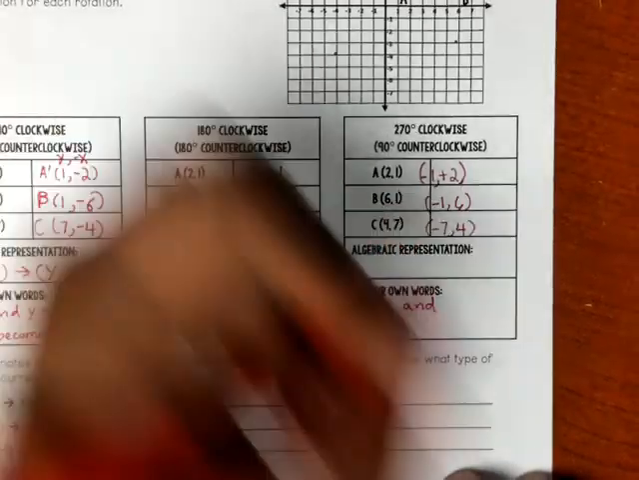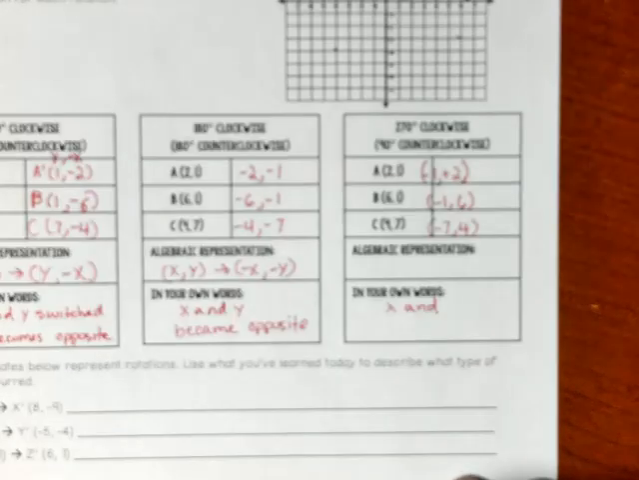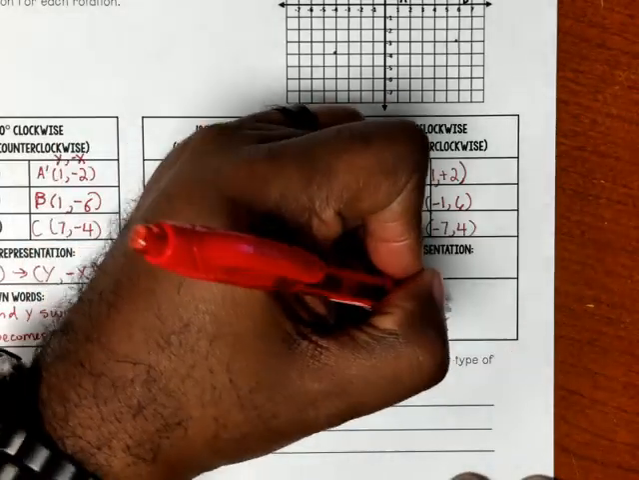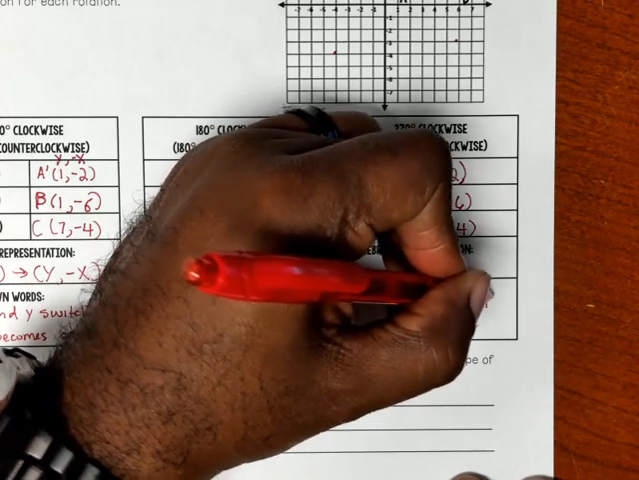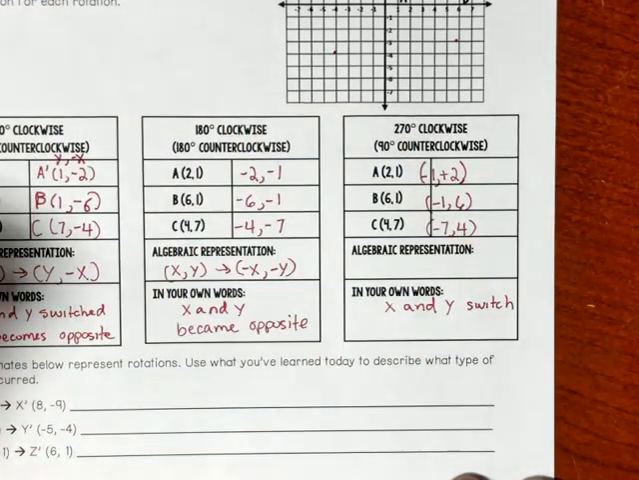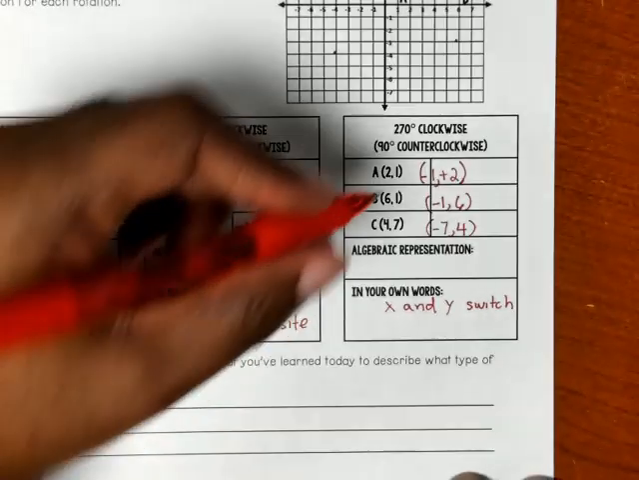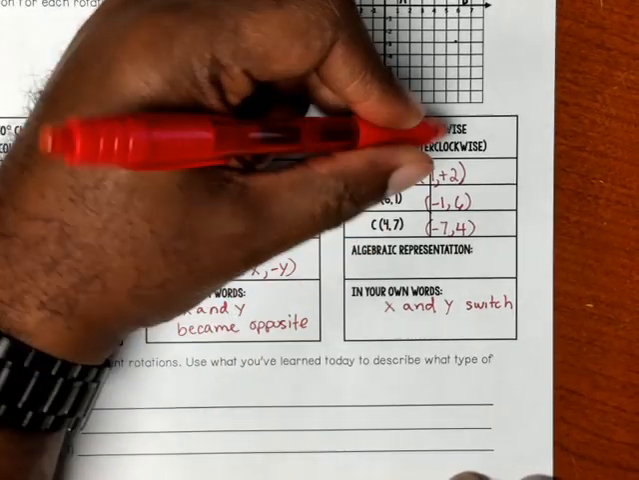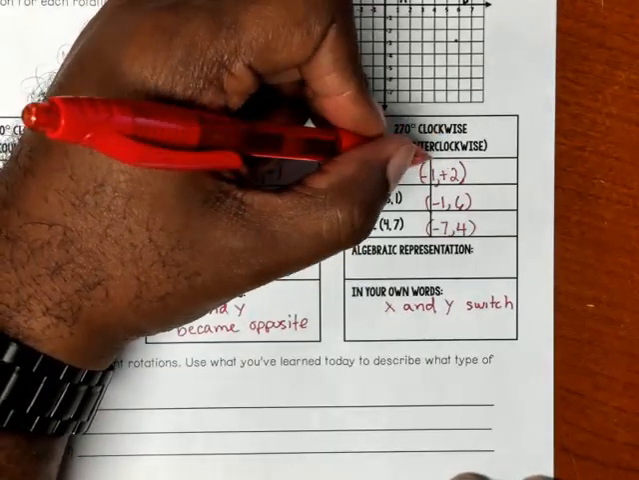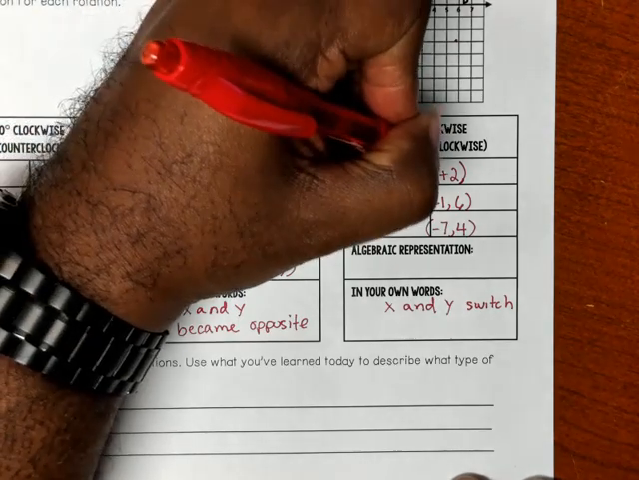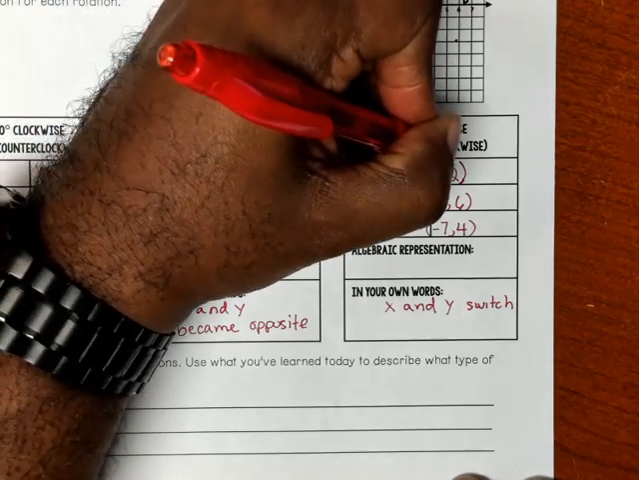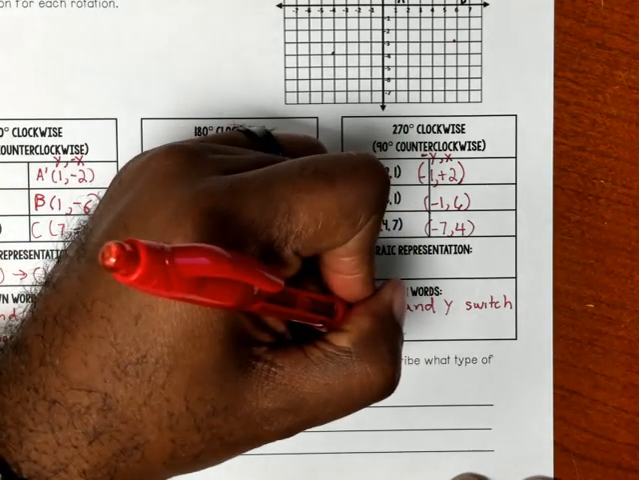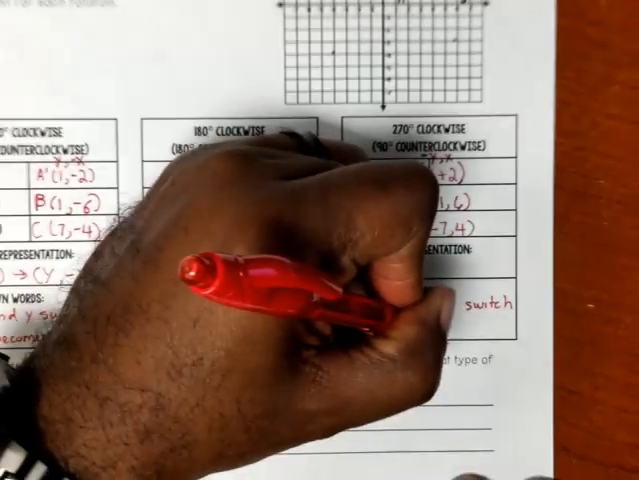Because we're trying to see what happened from our original to our new. So X and Y switch. And then in this case, if I'm looking from 2, 1, and I go negative 1, 2, this says that the Y turned negative while X stayed the same. So we're going to say Y becomes opposite.